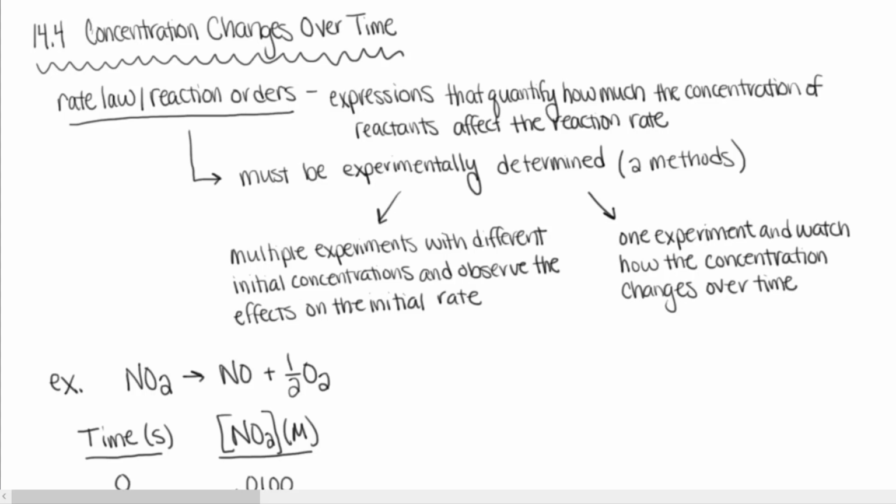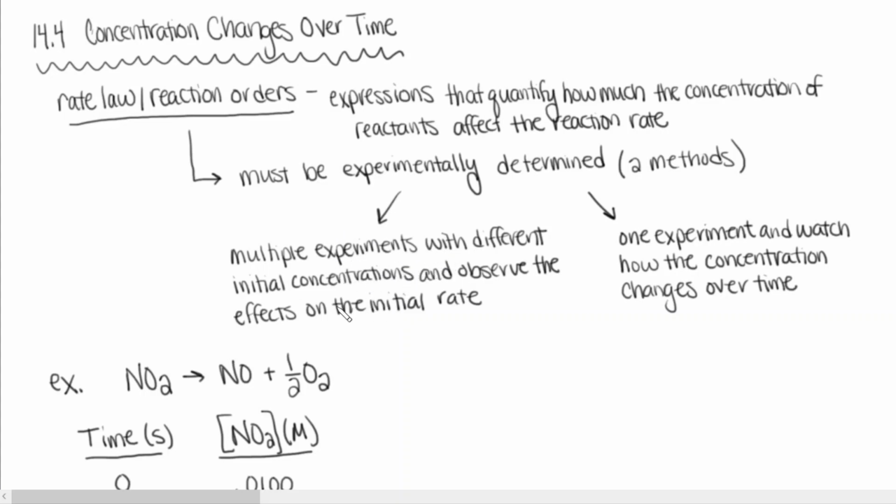Today we talked about how concentration changes over time. Yesterday we determined rate laws and reaction orders by looking at multiple different experiments with different initial concentrations, and we investigated how those changes in initial concentration affected the initial reaction rate. In other words, we looked to see if doubling the initial concentration doubled the rate. Did it have no effect on the rate? Did it quadruple the rate?